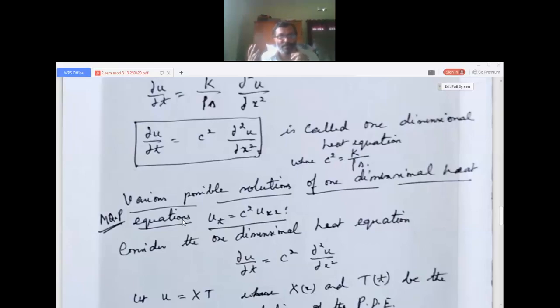So already the wave equation, derivation and solution, we have done. Today we did the derivation of the heat equation, and now we are discussing the various possible solutions of the heat equation. It is just like what you have done in the wave equation, same concept.